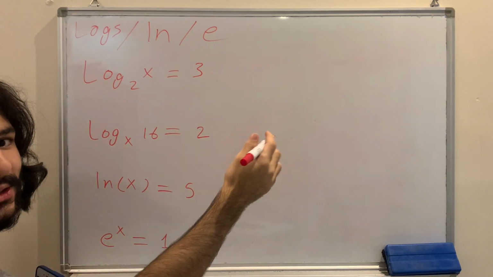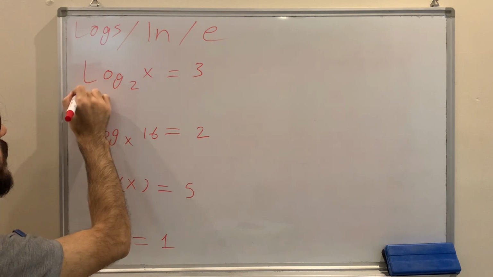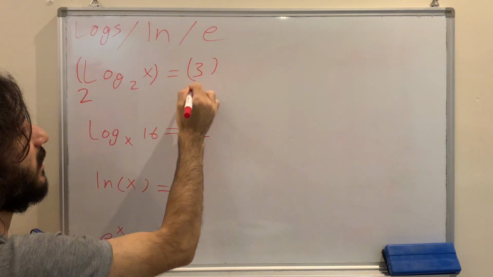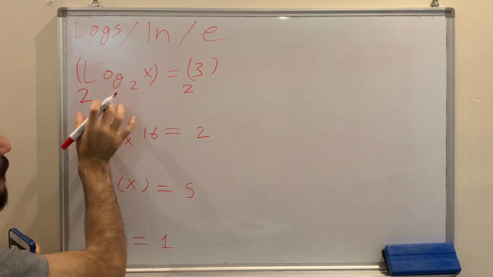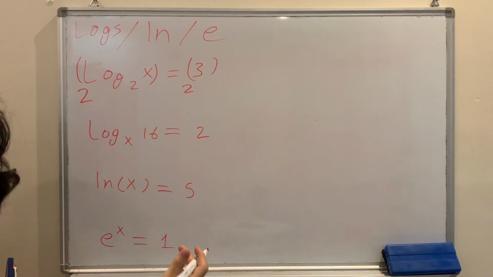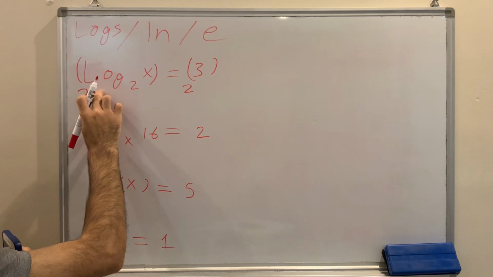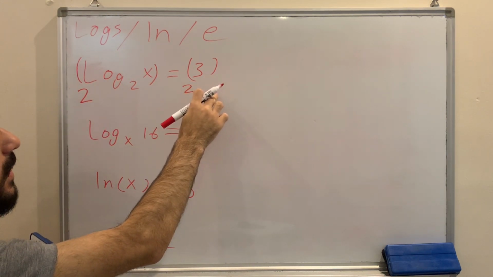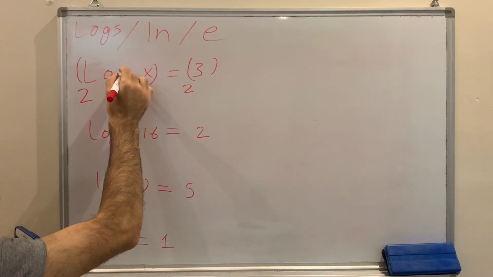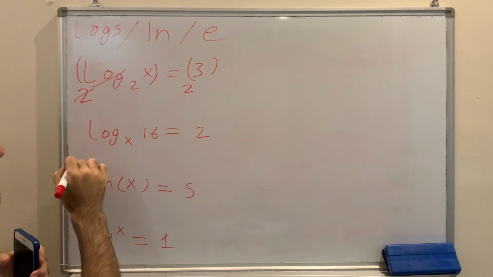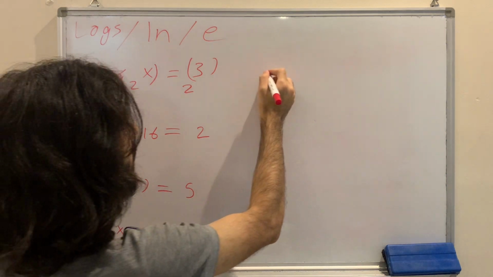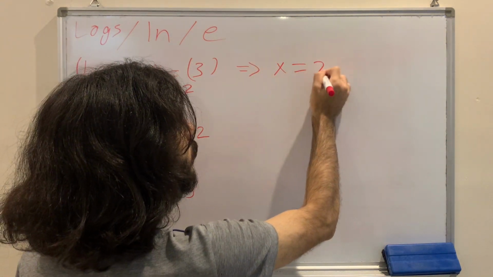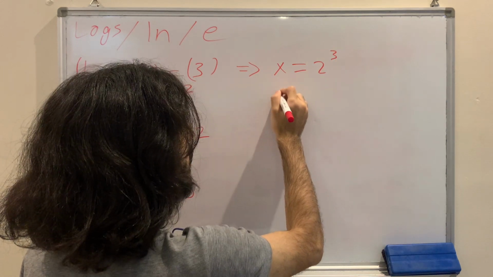What do you do? You can just raise both sides, or put the base of both sides to 2. So basically it would be 2 to the power of log base 2 of x equals 2 to the power of 3. And this and this cancel out, and you're left with x equals 2 to the 3, which is x equals 8.